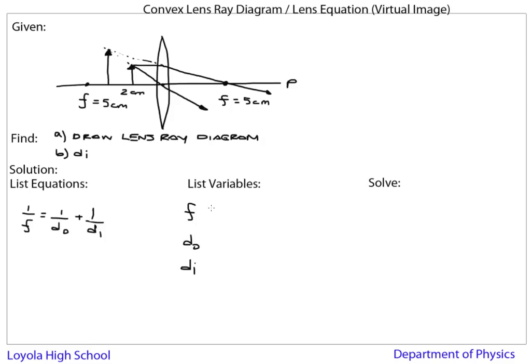The focal length is 5 centimeters, as we said. The distance of the object is 2 centimeters. And we are going to calculate where the image appears. So on the solve part, I'll do this in 5 little steps here as we did in class, so we make sure you don't miss any steps.